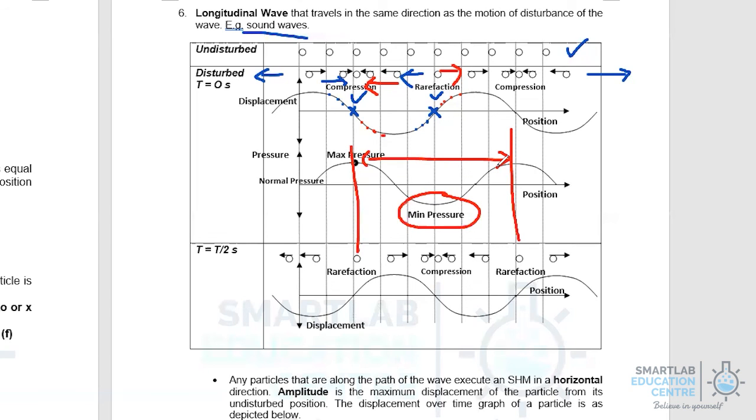And similarly, in the same vein, we are also able to determine the wavelength by looking at the positions, by measuring the distance between adjacent maximum pressure points or adjacent compressions, or otherwise we could do so by determining the wavelength from the positions of the minimum pressure, or from the distance between consecutive rarefactions.